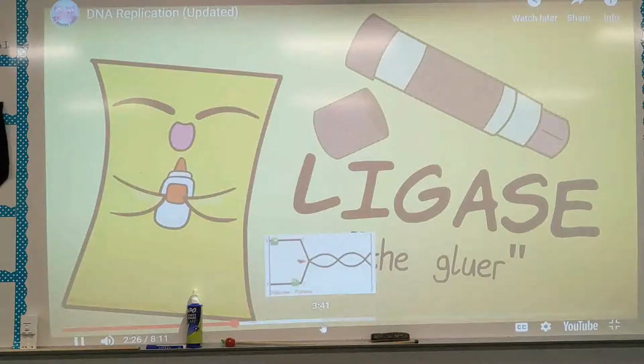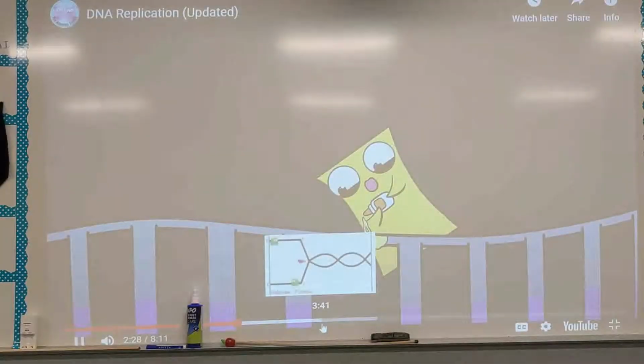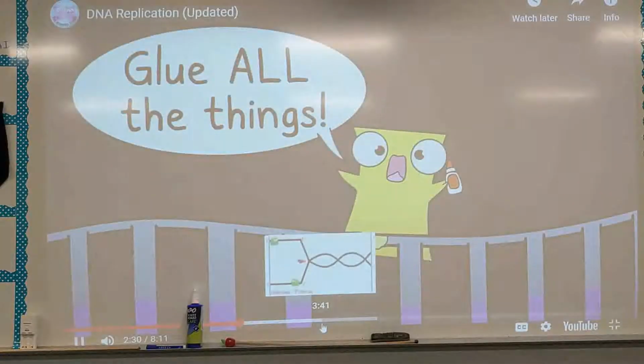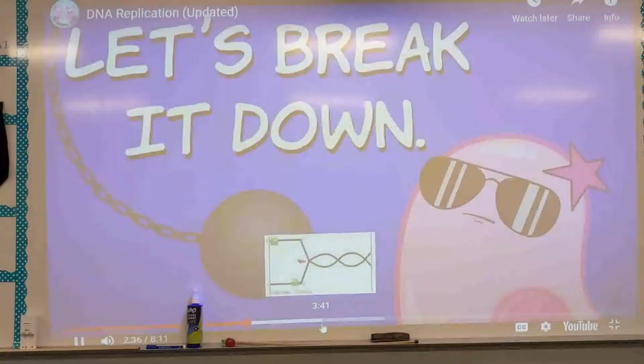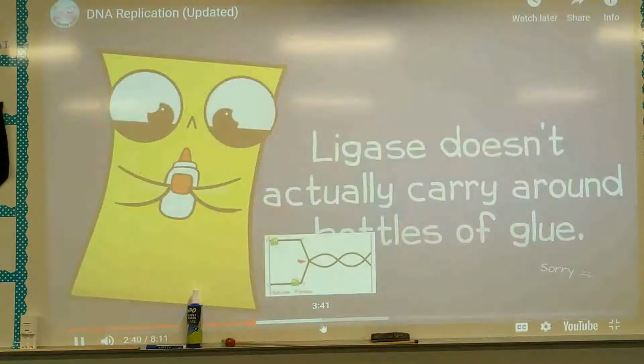Ligase, the gluer. It helps glue DNA fragments together. More about why you would need that later on. Now, don't feel overwhelmed. We'll go through the basics of this sequence in order. But remember, like all of our videos, we tend to give the big picture. There are always more details and exceptions to every biological process that we can't include in such a short video.